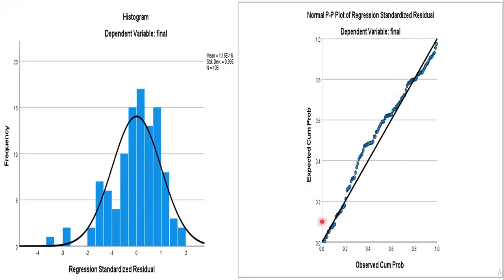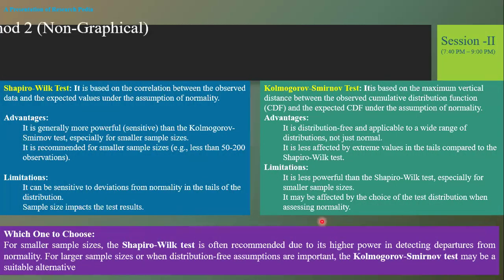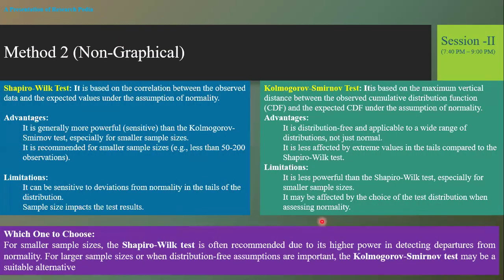So I have computed it differently. You can compute it in a combined way using this procedure. So what is the third procedure? That is the non-graphical method. The third procedure is that you need to see the Shapiro-Wilk test or the Kolmogorov-Smirnov test. So what is the difference between these two tests?